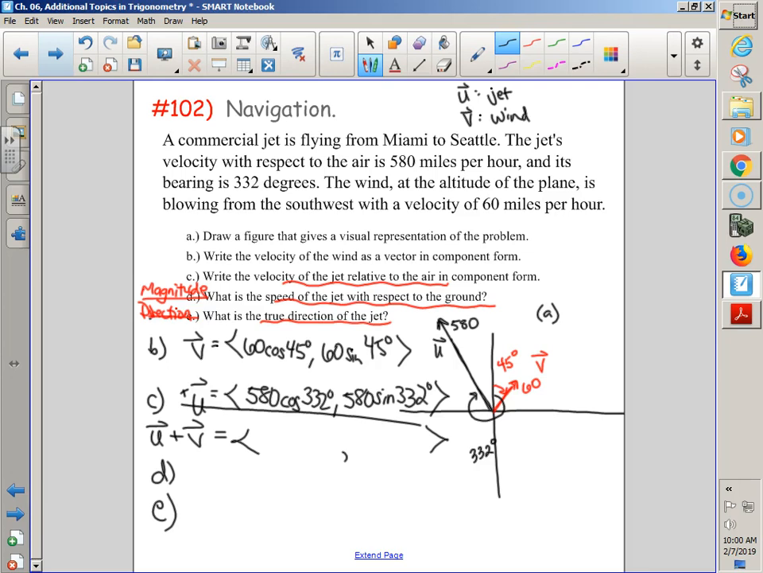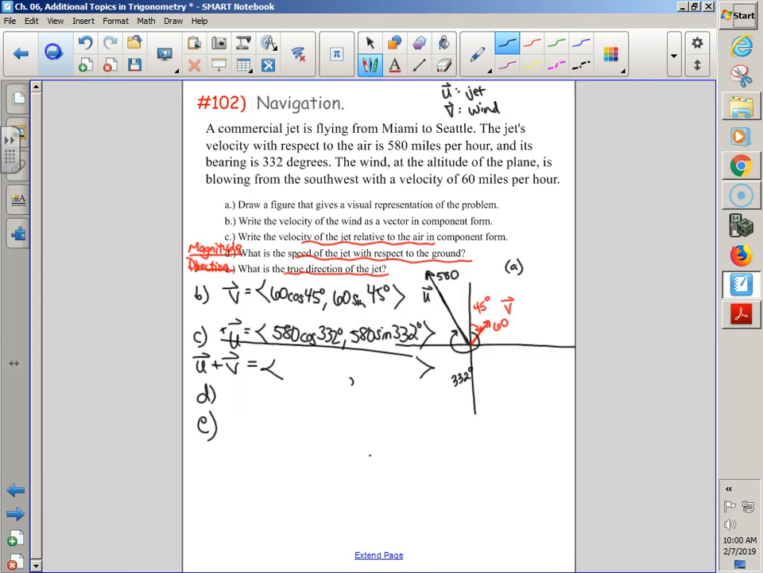All right, I need people with their calculators quickly to throw this in. 60 cosine of 45 plus 580 cosine of 332. Remember, before the test, which we still have a couple more sections, you need to make sure that your calculators are working. So let me double check too. I went in radians for calculus, so let me go back in degrees.